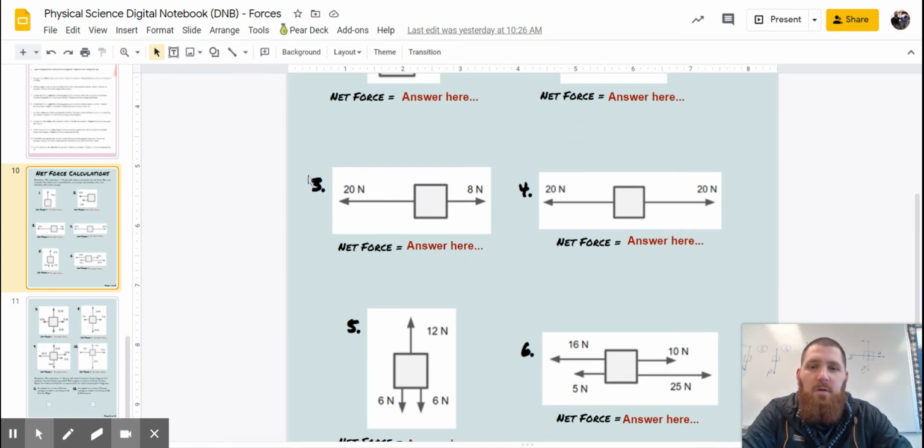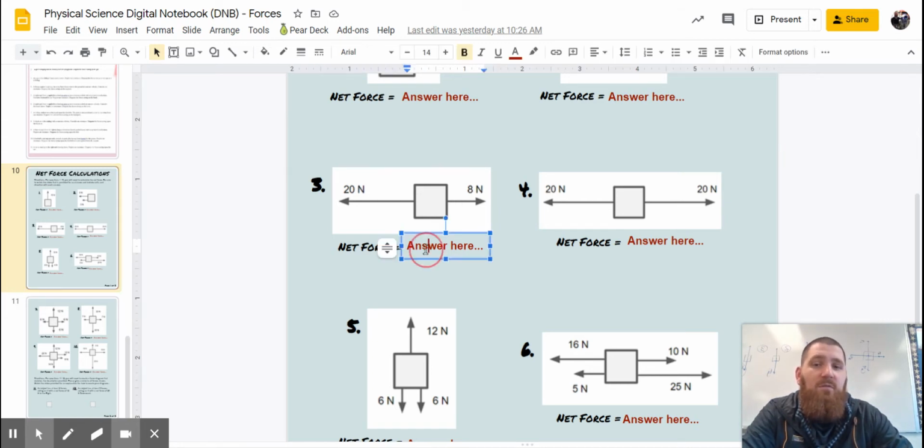Now, in question 3 here, I'll zoom in a little bit for you, just so we can see it a little better. So in question 3 here, we have 20 newtons of force to the left and 8 newtons of force to the right. What we can do here is subtract these two values because they're in opposite directions. So 20 newtons of force to the left minus 8 newtons of force to the right gives us a net force of 12 newtons.